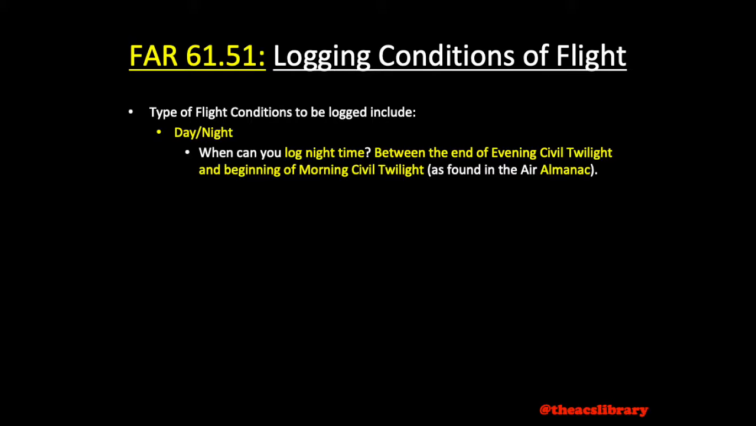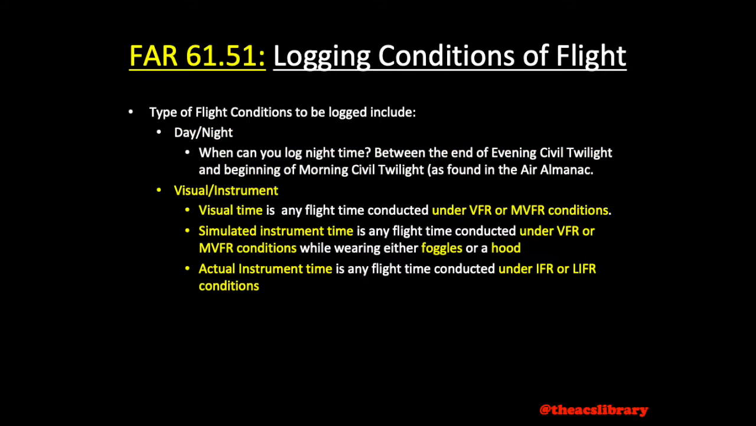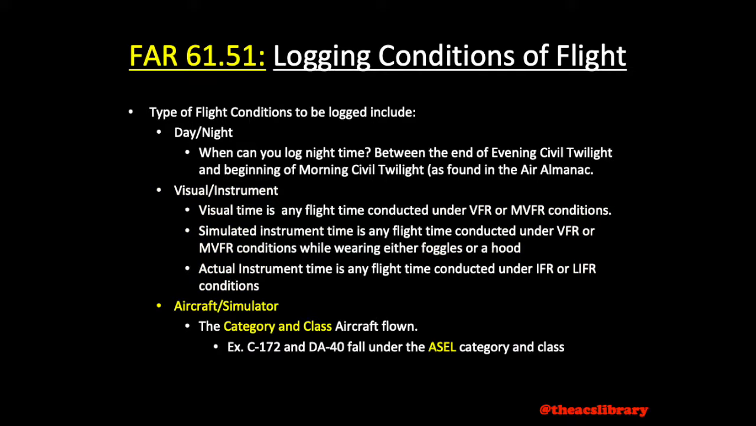Nighttime is between the end of evening civil twilight and the beginning of morning civil twilight, defined as a time when the sun is 6 degrees below the horizon. At this time, objects must be illuminated to be distinguishable. You may log nighttime during this time. Also logged is time under visual, simulated instrument, or actual instrument conditions. Simulated instrument conditions can be any time you are wearing foggles or a hood, and actual is any time you are actually in IFR conditions. And finally, the category and class of aircraft flown or simulator used. For instance, a Cessna 172 or DA-40 would fall into the airplane single-engine land category and class.